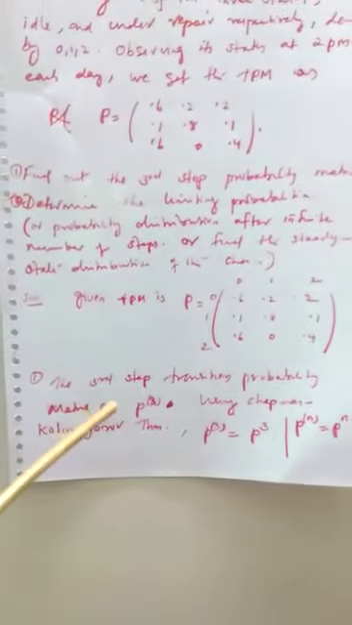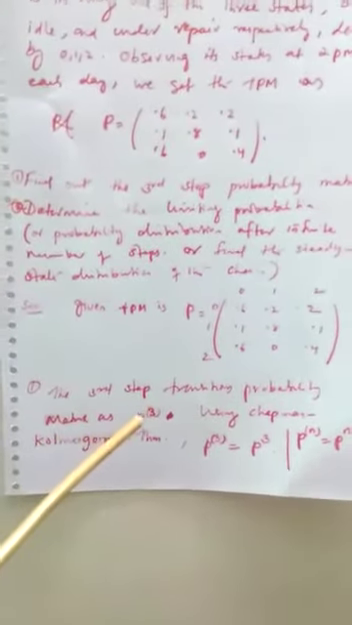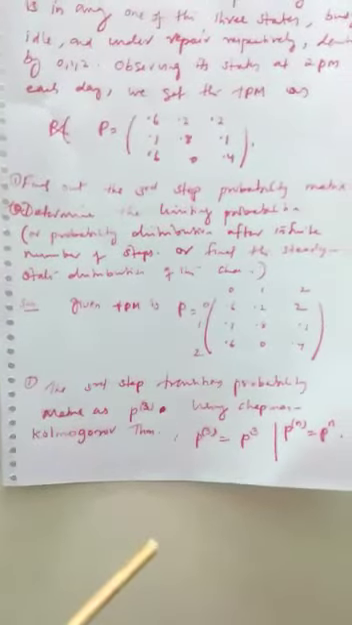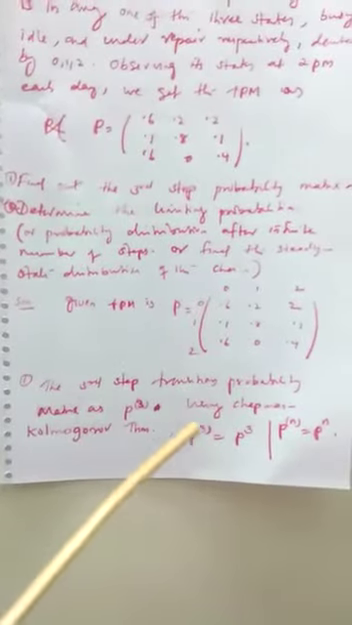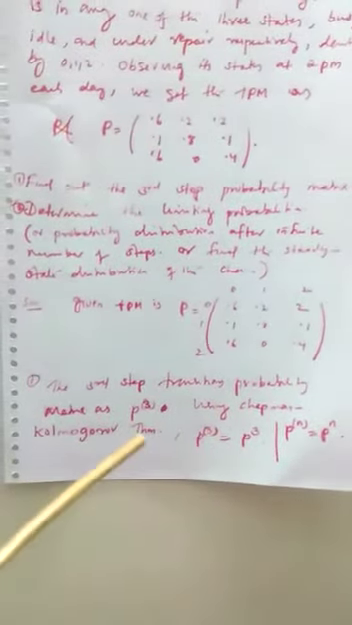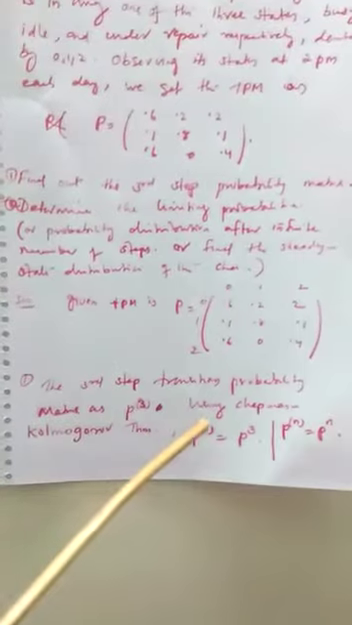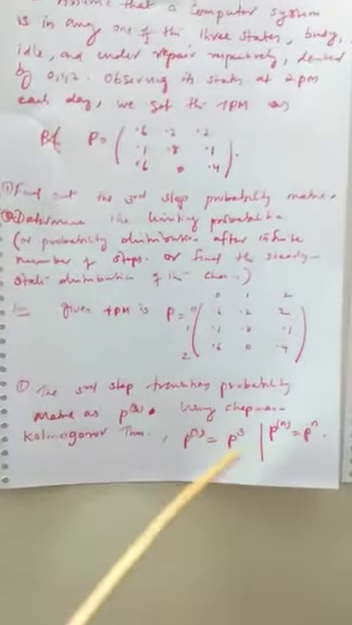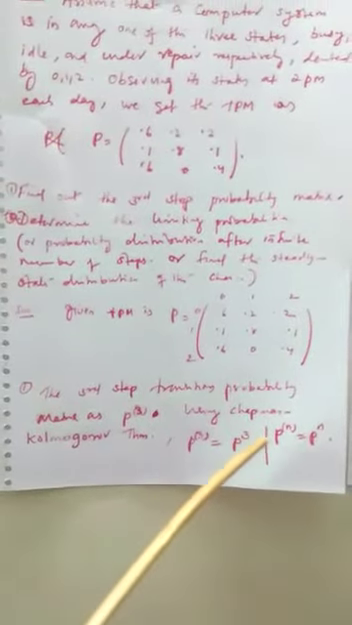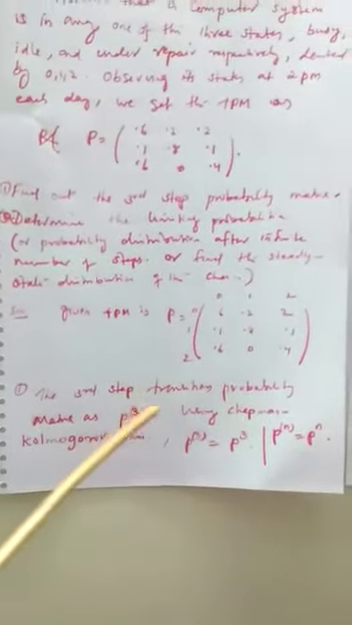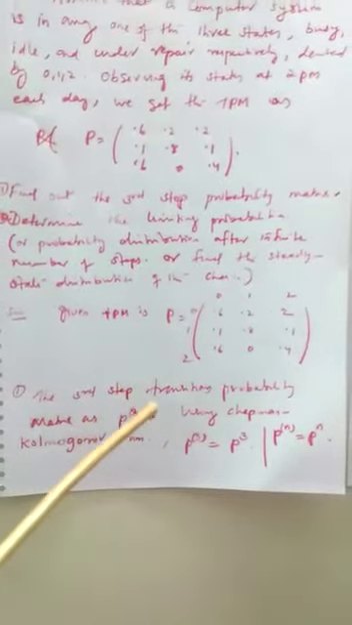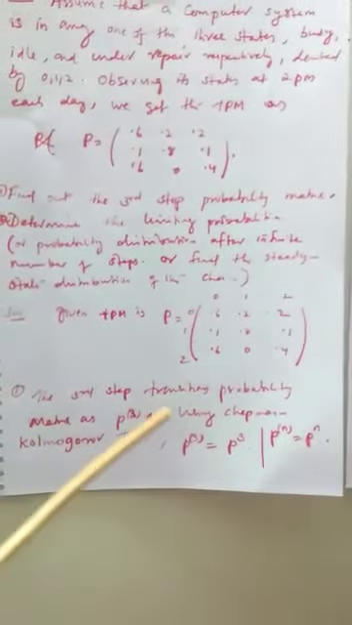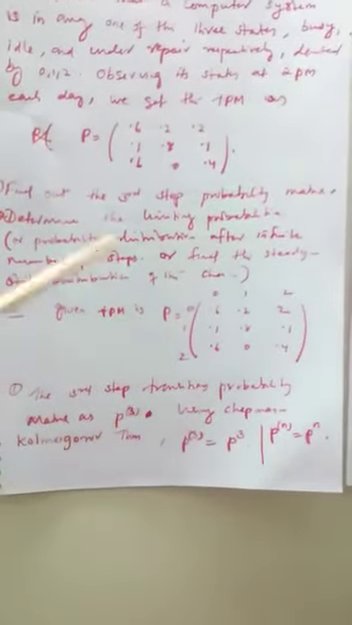That is, to find the third step transition probability matrix P of 3. What is the Chapman-Kolmogorov theorem? It says the n-step transition probability matrix P of n is P raised to n, where n is the order of the matrix power, P raised to n being the power of the matrix. Here we can find the third step transition probability matrix P of 3 as P cube.